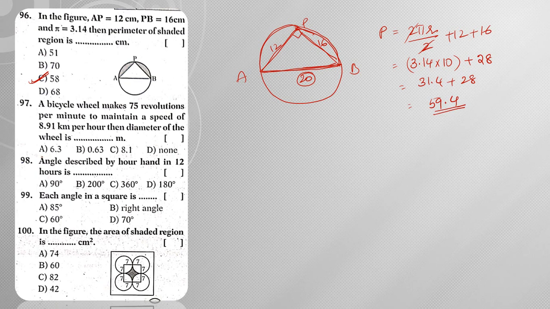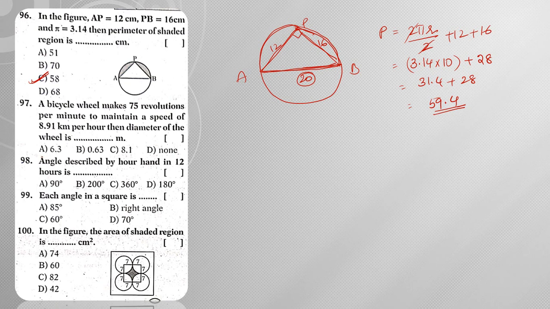Right. Next, a bicycle wheel makes 75 revolutions per minute to maintain a speed of 8.91 kilometers per hour. Then the diameter of the wheel is. Now let us see. The wheel makes 75 revolutions per minute to maintain a speed of 8.91 kilometers per hour.